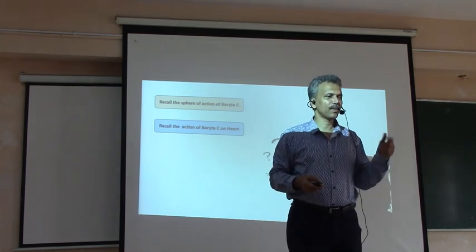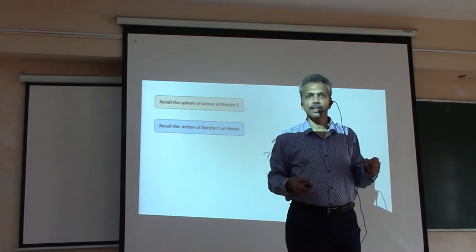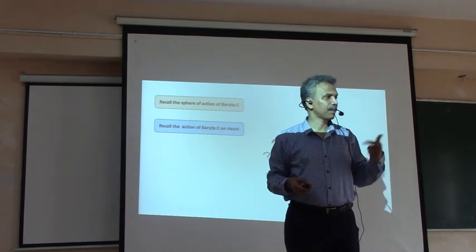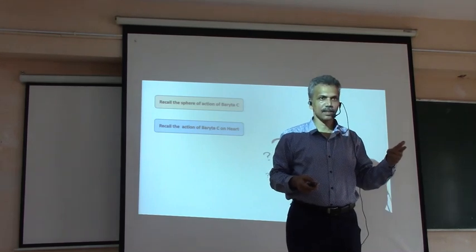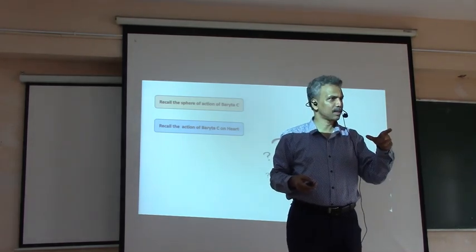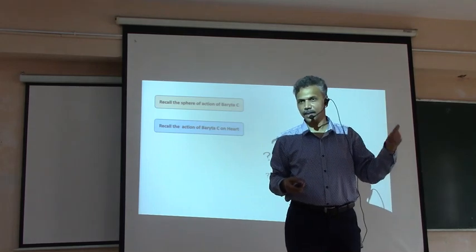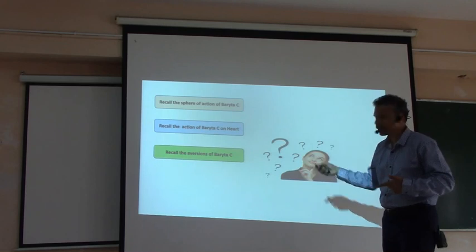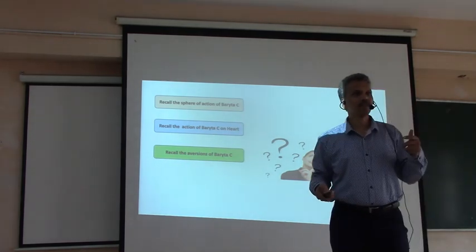Okay, before that, we also saw another very important thing. It's a very good remedy for hypertension, aneurysm, atherosclerosis, and it can also give rise to hypertension. Okay. Now the very next question that comes up here is aversions of Baryta.